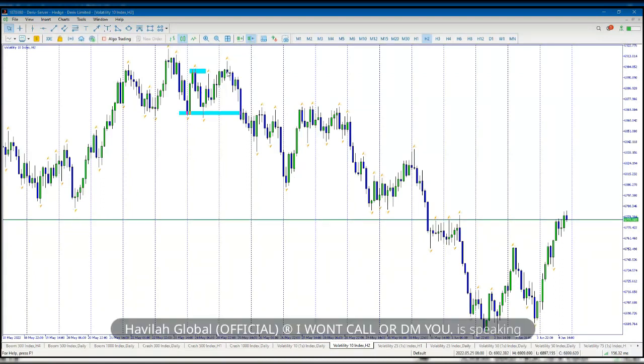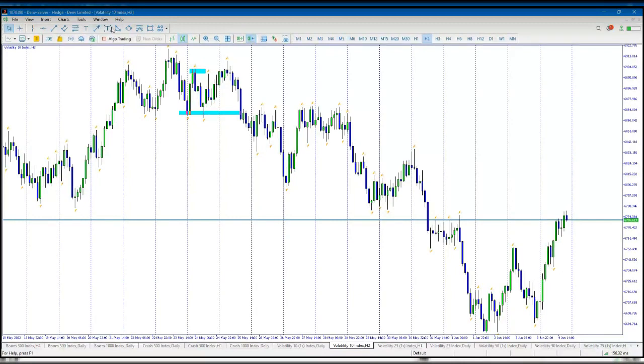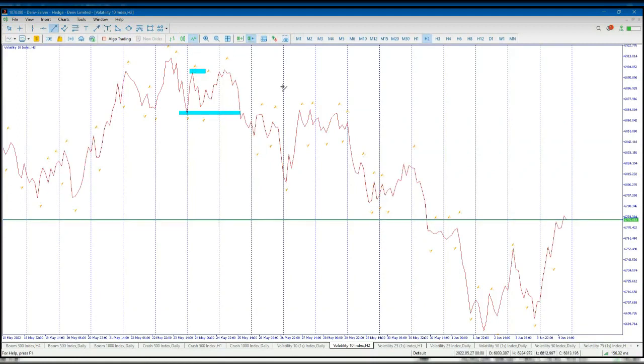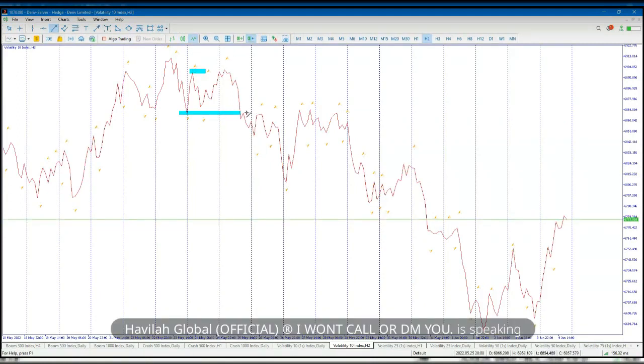And then price dived down, came up, dived down, and came back up to take out these two. Let me see the line chart. See, it came back to take out these two, and then created another low.